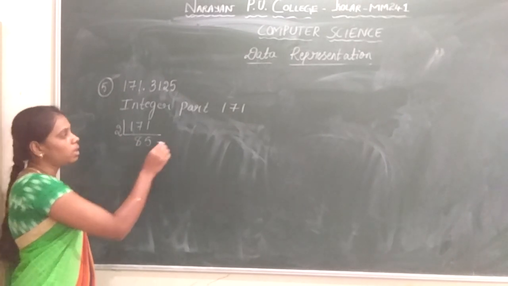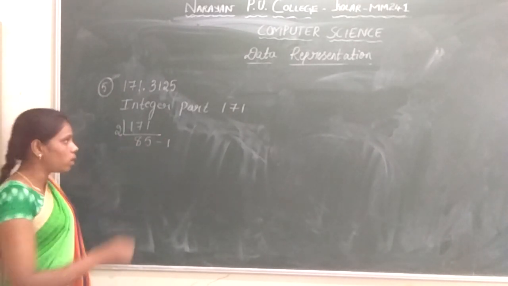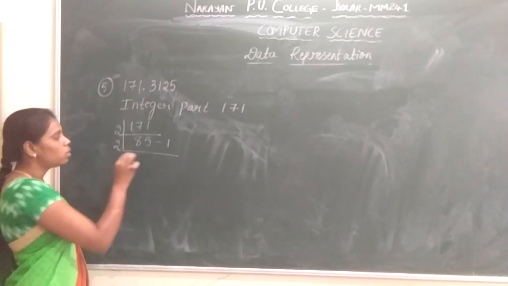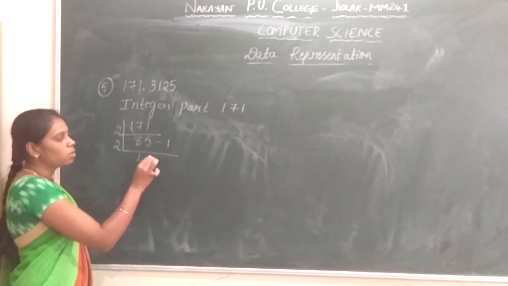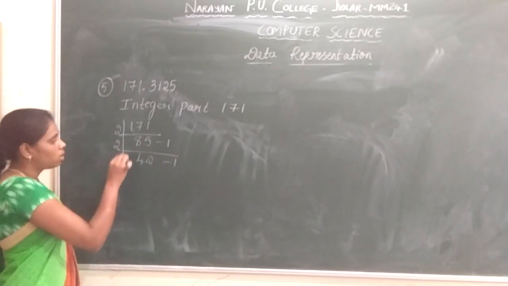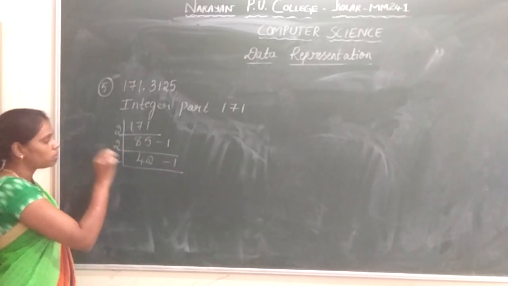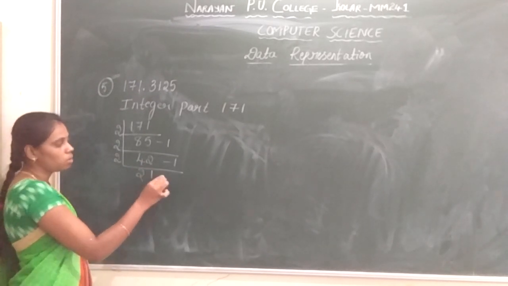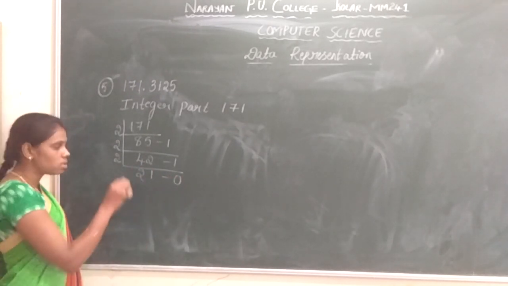So 2 5s are 10. The remainder is 1. Again we need to divide it by 2. 2 4s are 8. 2 2s are 4. The left out value is 1. Again divide it by 2. 2 2s are 4. 2 1s are 2. The left out value is 0.